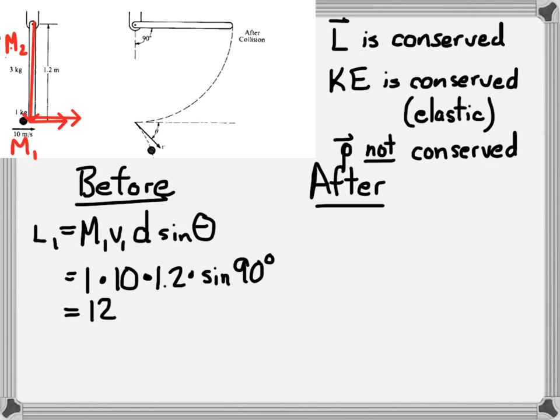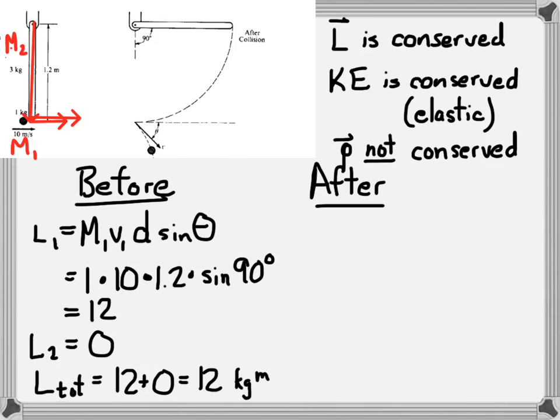And we get an angular momentum of 12 kilogram meters squared per second. The bar is stationary, so it has no angular momentum, so we can write L2 is equal to 0. So the total angular momentum before the collision was just the angular momentum of the ball, which is 12 kilogram meters squared per second.